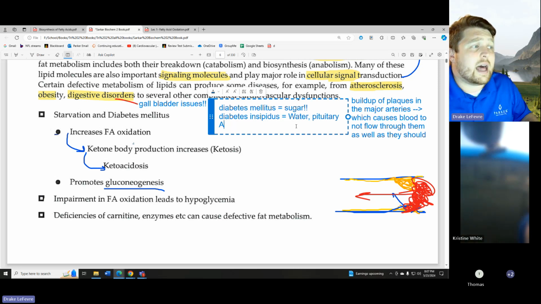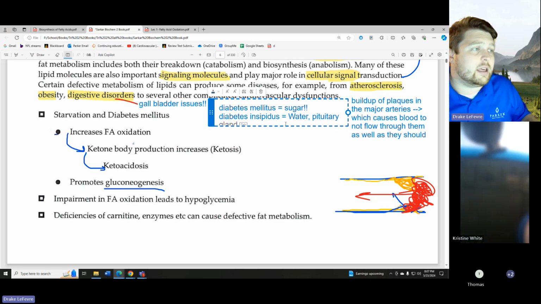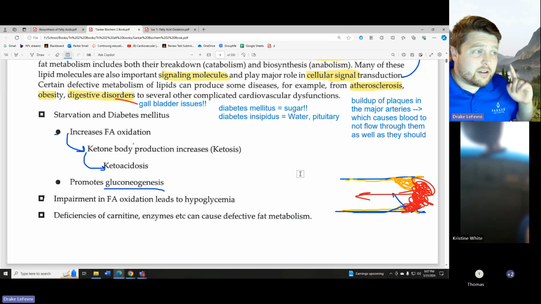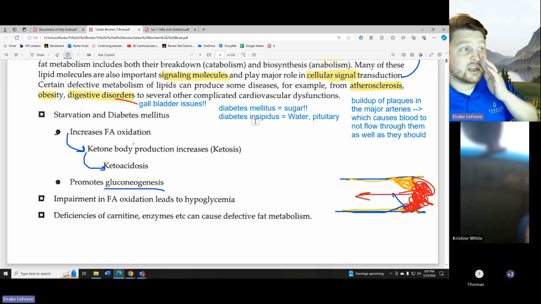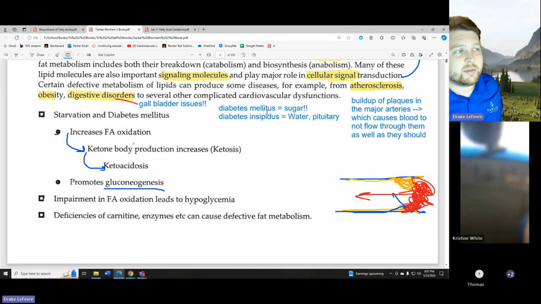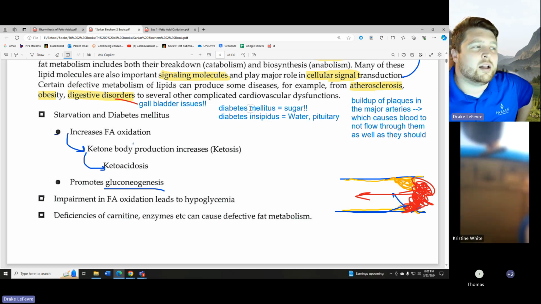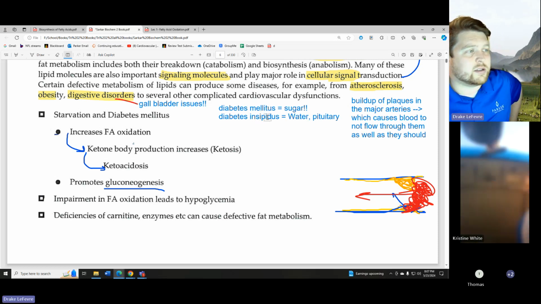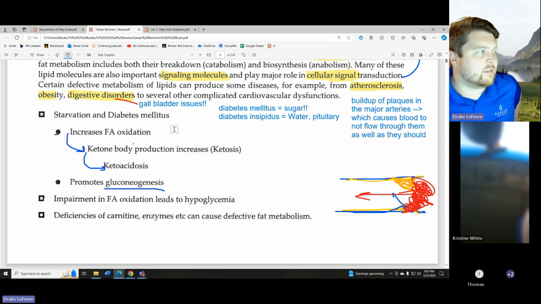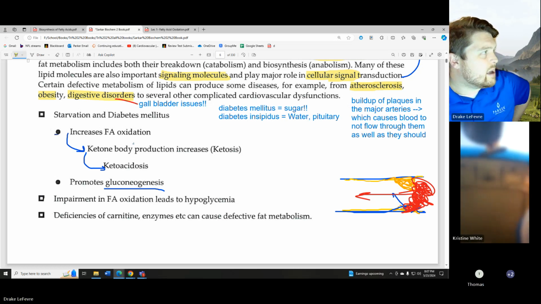insipidus. That's going to be super big in next trimester in Phys 2. You spend a ton of time talking about diabetes mellitus, ton of time talking about diabetes insipidus. A lot of people get them mixed up, get them confused with each other, and it's a lot of questions on exams. So that's coming up in the future. Okay. Back to fats. Starvation and diabetes mellitus.